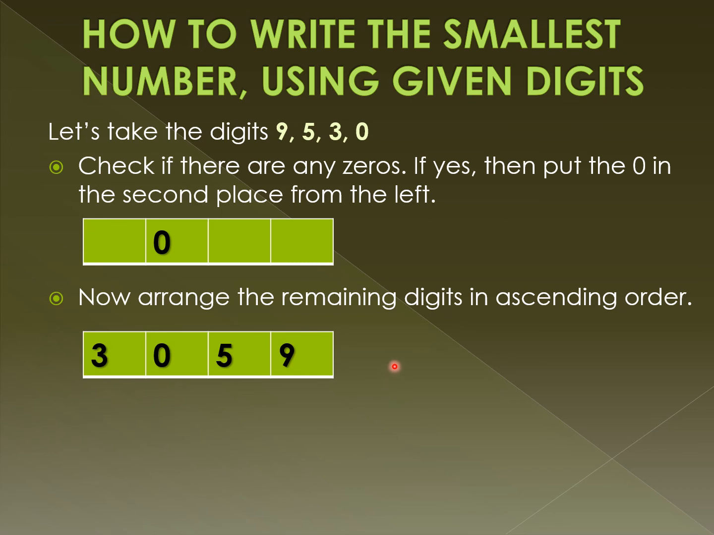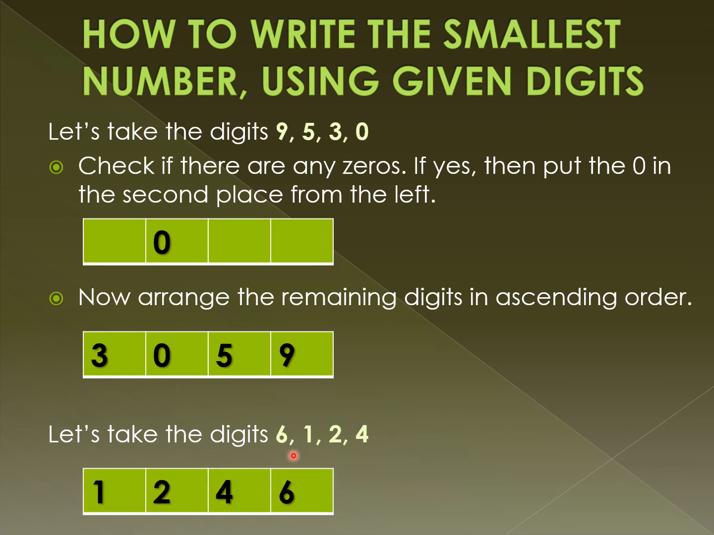Now, suppose we do not have any zeros in the given digits. What do we do? Let's say we have to form the smallest number using the digits 6, 1, 2, 4. We check if there are any zeros. There are no zeros, so we do not need to do this first step. We directly move to the second step. That is, we arrange these digits in ascending order. That is, we arrange them from the smallest to the greatest.